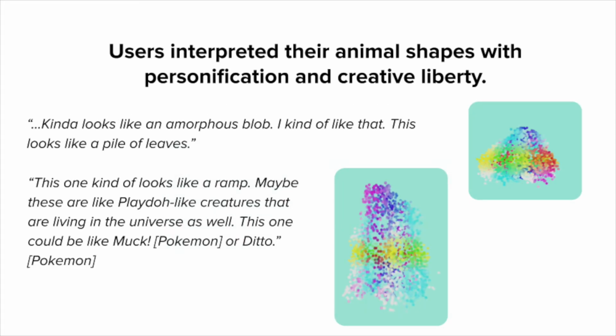They also would veer away from completely realistic shapes and look at more amorphous routes and non-realistic shapes. So this participant said, this kind of looks like an amorphous blob. I kind of like that. This looks like a pile of leaves. And then they saved that shape. They also went on to make one that looks kind of like a ramp. And then they thought, maybe these are like Play-Doh creatures that are living in the universe as well. This one could be like Muk, Pokemon, or Ditto.